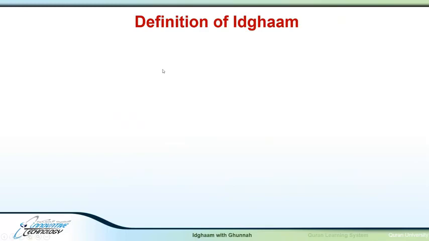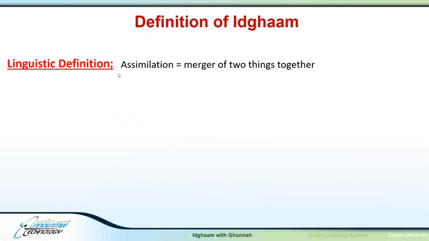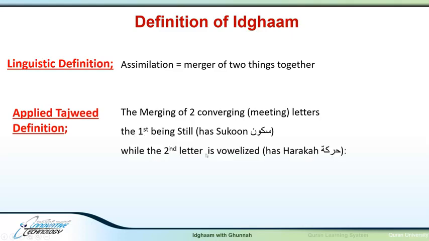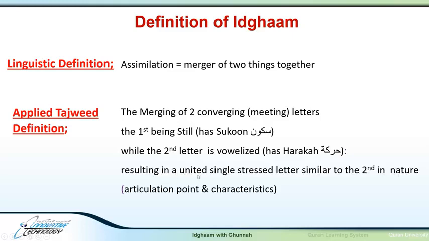And with that example in mind, we can now understand the definition of idgham. Linguistically, idgham means assimilation or a merger of two things together. While in Tajweed, the applied definition means the merging of two converging letters, the first being still, has sukoon, and the second is vowelized, has haraka, resulting in a single united stressed letter similar to the second in terms of its articulation and characteristics.